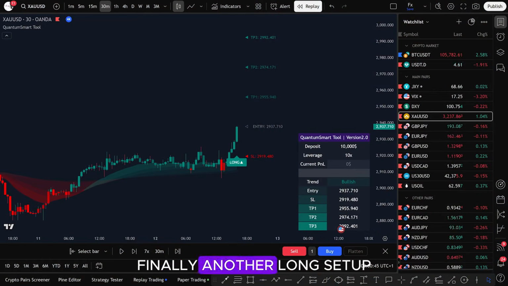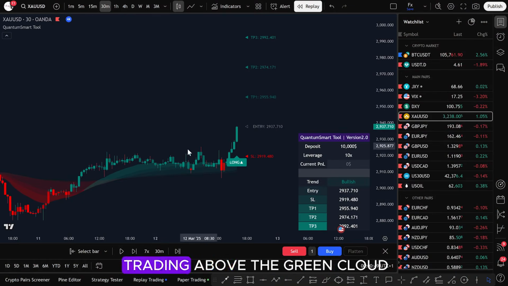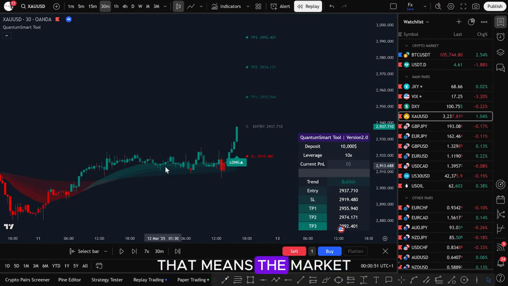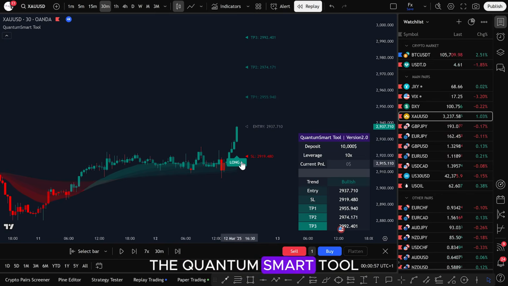Finally, another long setup. First, you see green candles trading above the green cloud. That means the market is bullish. Next, the Quantum Smart tool shows a long signal on the chart.